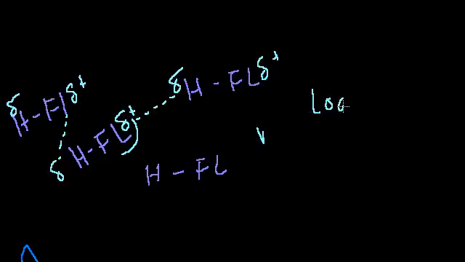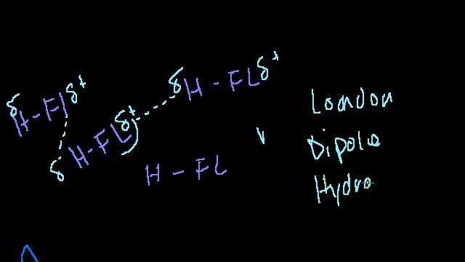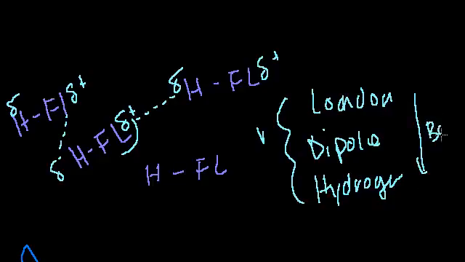So London dispersion, then you have dipole or polar bonds, and then you have hydrogen bonds. All of these are van der Waals, but as the strength of the intermolecular bond gets stronger, the boiling point goes up, because it takes more and more energy to separate the molecules from each other.